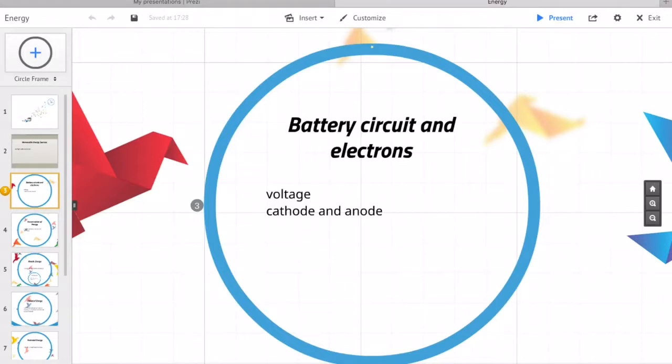Battery circuits and electrons. A battery converts chemical energy into electrical energy in the form of voltage. There are two plates in a battery, the cathode and the anode. The cathode is positive and the anode is negative. The flow of charges accumulates on the negative plate. Thus, voltage is formed between the two plates.